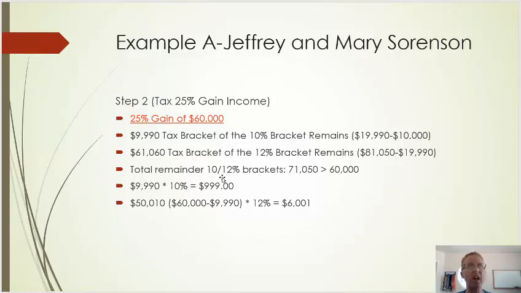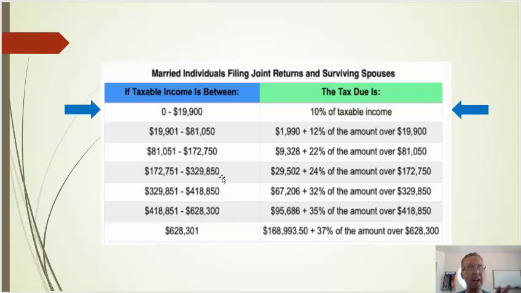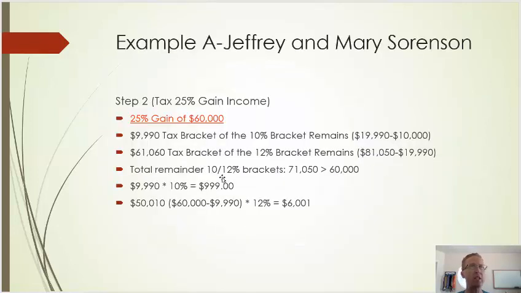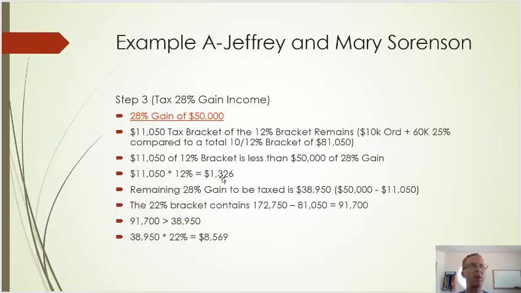So I've got 9,990 at 10%. I then have a bracket of 61,060 of the 12% left because that's 81,050. You can see where that kicks in. So that whole bracket there of 12%, you're going to tax that income of 61,060, right? I've got left. So I have enough to take the 10 and the 12% bracket. So I'm going to take the 10% times the 990, and then I've got 50,010 left over. I've still got plenty of room, 12%. 6,001. I add those together and I end up with a total tax of $7,000. Okay, now what I'm going to do is the same thing with the 28%.